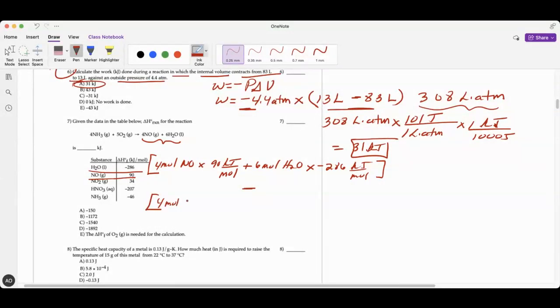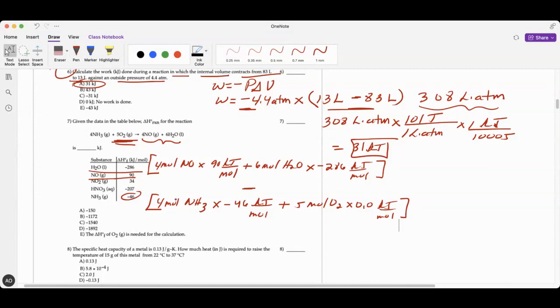and we're going to subtract from that the reactants. We have 4 moles of ammonia times a negative 46 kilojoules per mole. And we have 5 moles of oxygen. I think we did something like this one in class. I would expect you to know that the standard enthalpy of formation for oxygen gas is 0 kilojoules per mole, because that's in its most stable state.